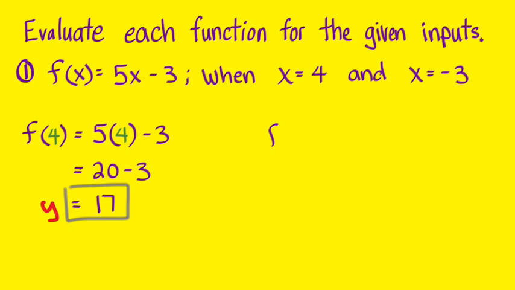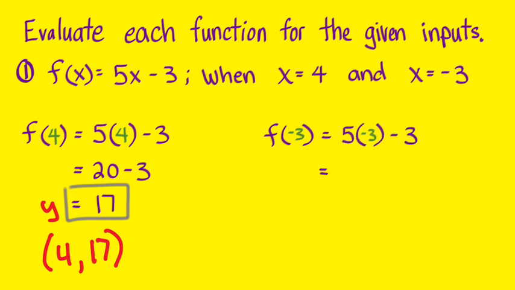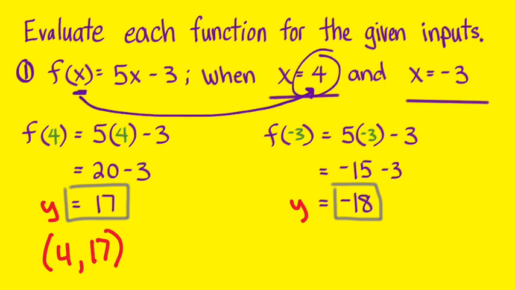To write this as a coordinate on a graph, I would say x is 4. When x is 4, y is 17. So we're going to plot that like we did on crossing the river. Let's look at the next one, negative 3. When f of x equals 5x minus 3, and when x is negative 3, well, y is going to be negative 18, right? We know y is going to be negative 18, so our point that we would have is negative 3, negative 18 if we were going to graph this.